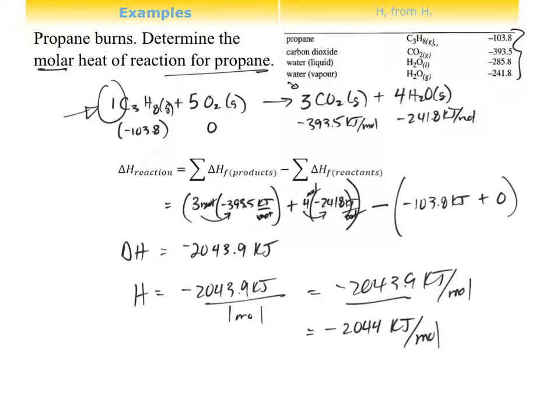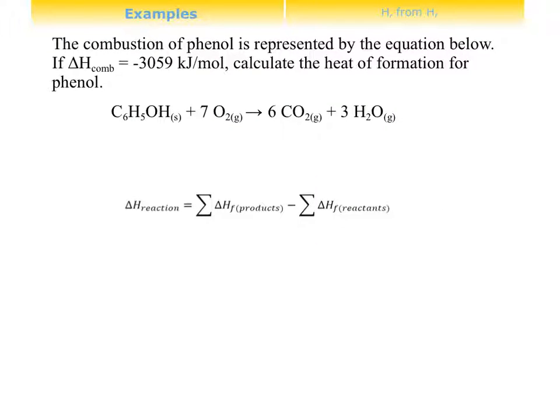Okay, hopefully you're getting the idea of these. Let's just do one more. This one sort of changes things a little bit, but similar. Okay, combustion of phenol represented by the equation below. And this time they give us the heat of reaction. So they say the heat of reaction is negative 3,059 kilojoules per mole. I guess that's a molar heat of reaction, or molar heat of combustion. That's what the comb there stands for. And they want to know, calculate the heat of formation for phenol.